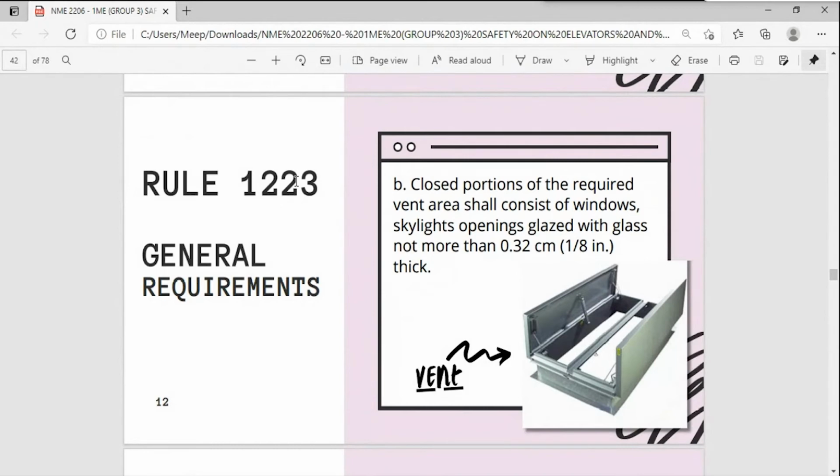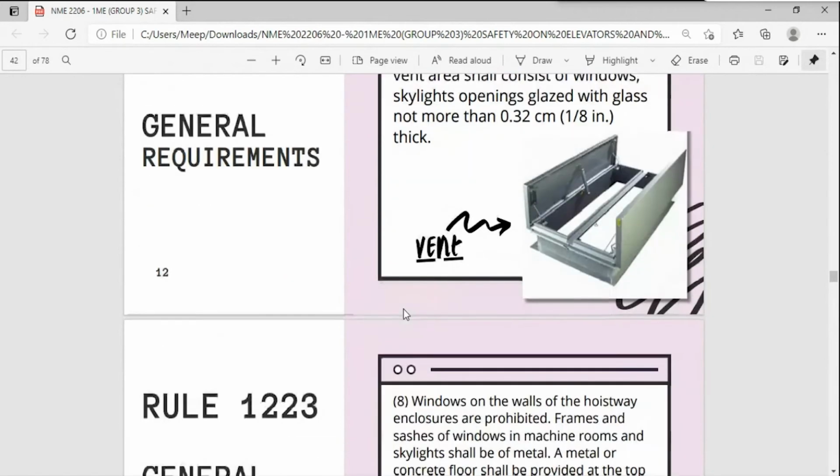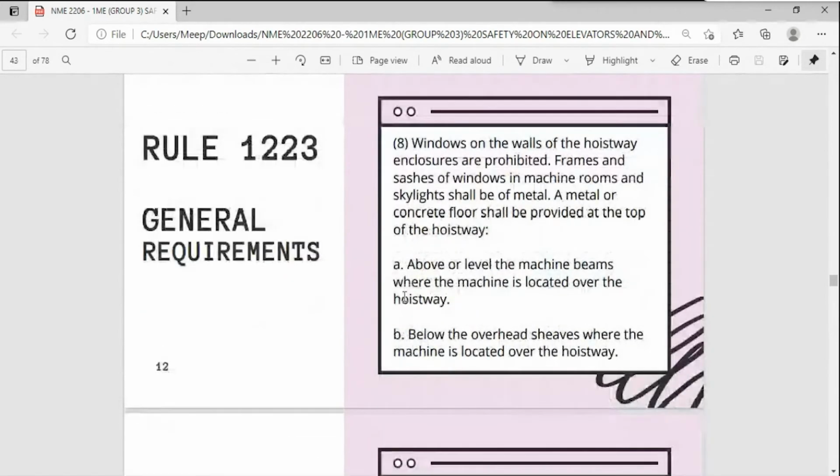So, base po sa nakalagay na picture, kailangan po natin lagyan ng windows consisting of skylight openings glazed with glass not more than 1/8 inch thick po. Windows on the wall of the hoistway enclosure are prohibited. Frames and sashes of windows in machine rooms and skylights shall be of metal.